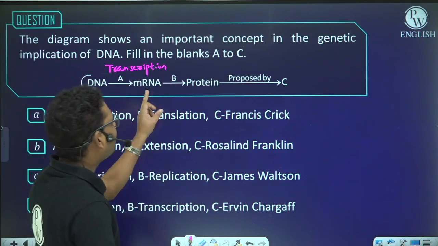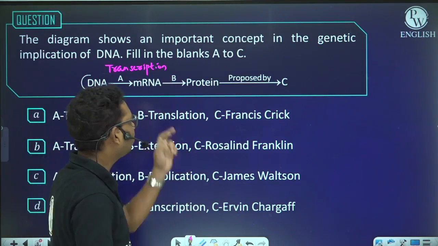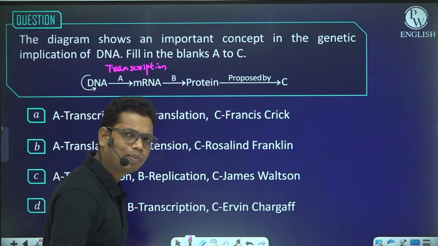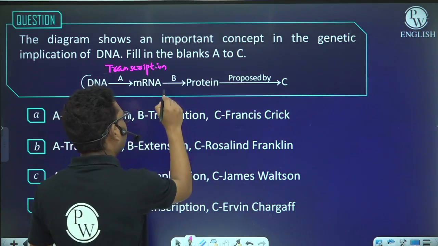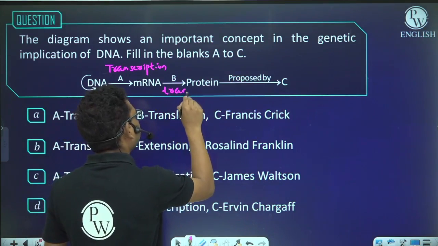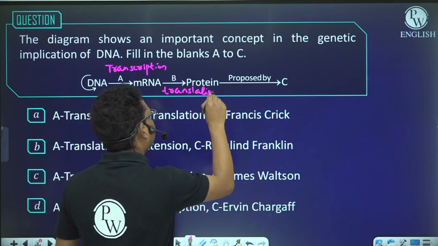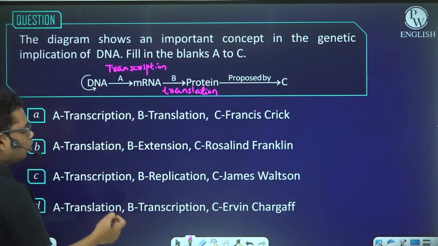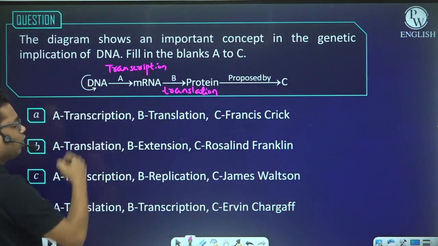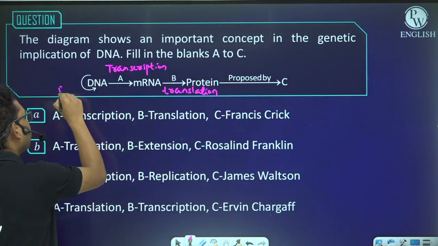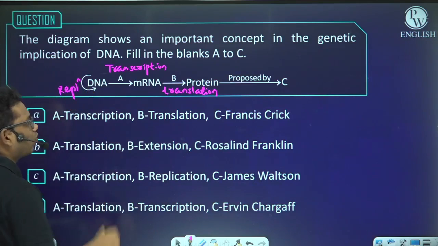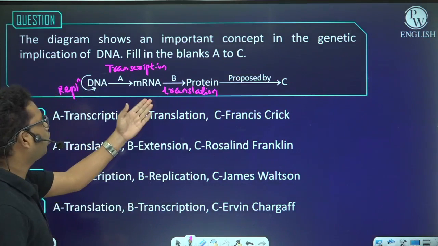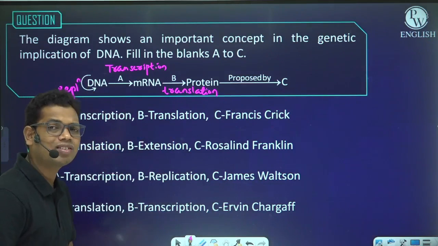And the mRNA has codons, and the codons are read by the ribosomes, and it ultimately forms the polypeptide or proteins, and this process is called translation. And in this process, you can see over here, the DNA is getting converted into DNA, and this process is called replication. What do you call this? Replication. And this flow of information, that is from DNA to mRNA and from mRNA to protein, is called the central dogma.